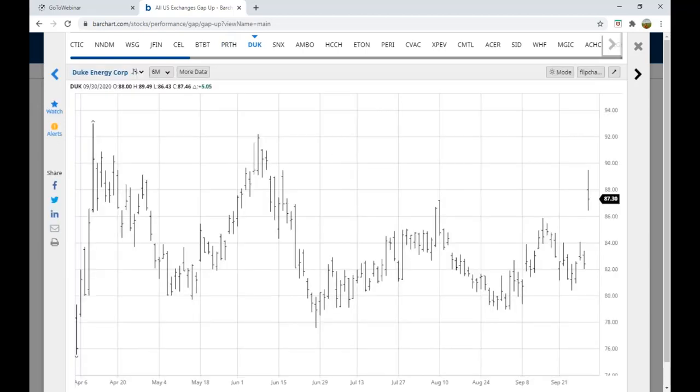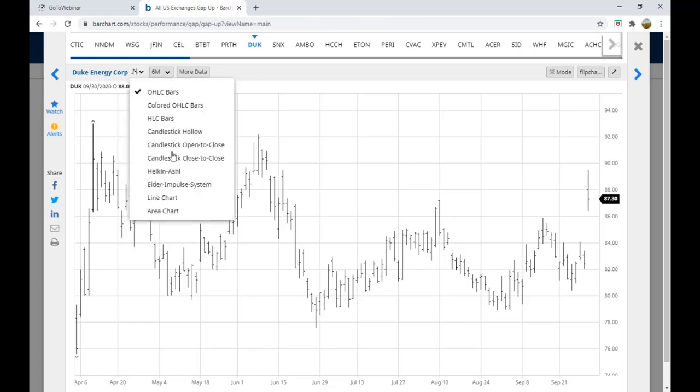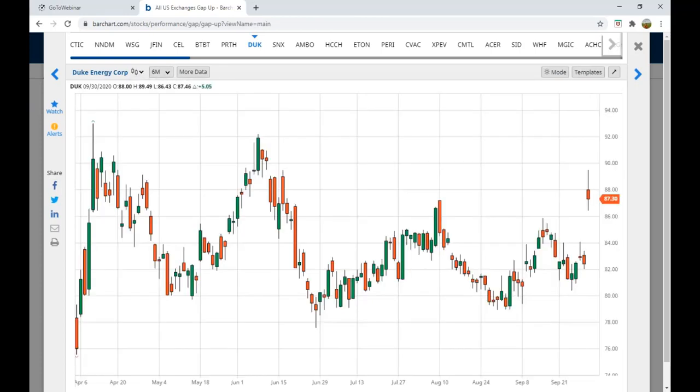And now I've stopped here at Duke Energy. This is a commonly traded stock. And what is going on in this one? Well, the first thing I like to do when I do my gap analysis is switch to candlesticks, because I think it makes it easier for me to see this together.